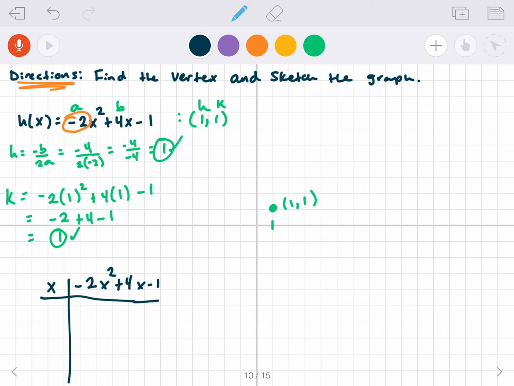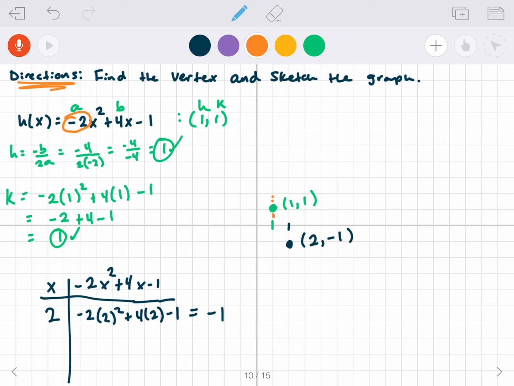So I want to pick a point to the right of the vertex just to make things simple. I'm going to pick the point x equals 2 to see what I get for y when I put it in there. When I put in x equals 2 into this function, I get this mess. And if I evaluate this, negative 2 times 2 squared, what is this going to give me? Let's see. Negative 2 times 4 is negative 8, plus 8 is 0, minus 1. I get negative 1 for my output. So that tells me when x is equal to 2, y is equal to negative 1. So this is my point that I just found, 2 comma negative 1.